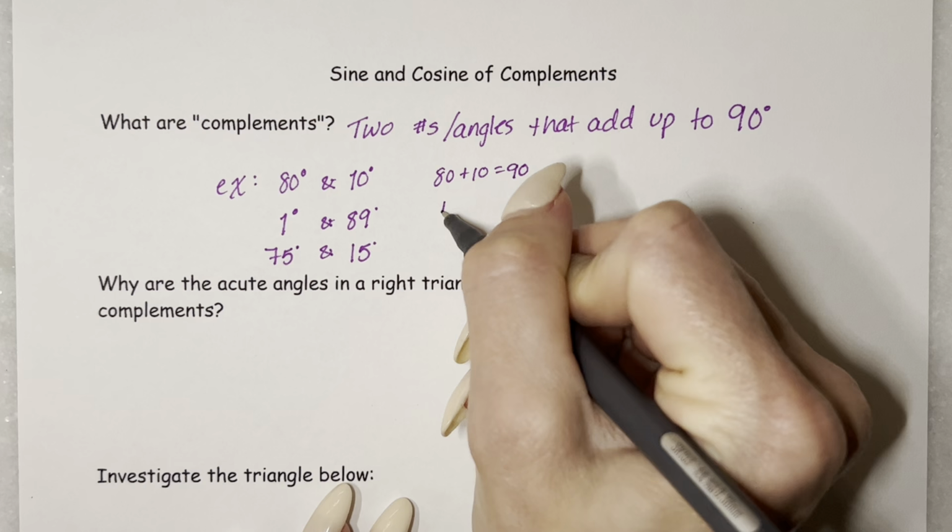So an example would be maybe 80 degrees and 10 degrees. Or maybe 1 degree and 89 degrees. Or maybe 75 degrees and 15 degrees. Or literally any two numbers where when you add them up, you get 90.